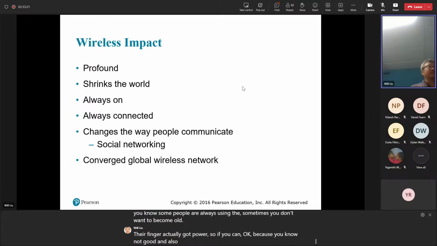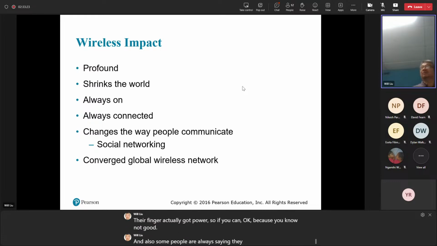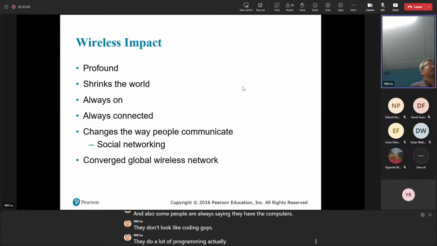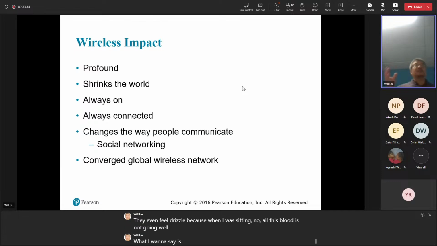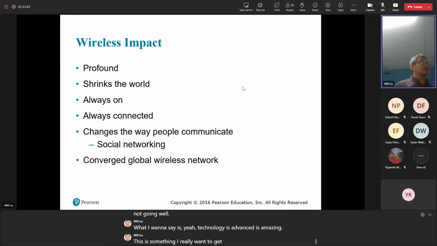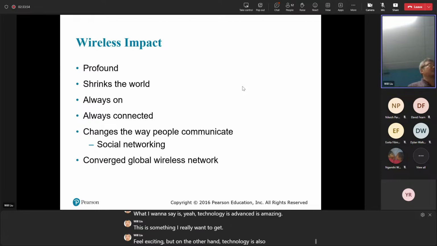And also, some people are always sitting behind the computers. They don't move, like coding guys. They do a lot of programming. Actually, it's very challenging. Sometimes they start on one piece of code, and they can work for hours. They really forget the time. And after they finish, when they stand up, they even feel dizzy because when you're sitting, all this blood is not going well. So what I want to say is, yes, technology is advanced, it's amazing. This is something I really want you guys to feel excited about. But on the other hand, technology can also cause health problems.